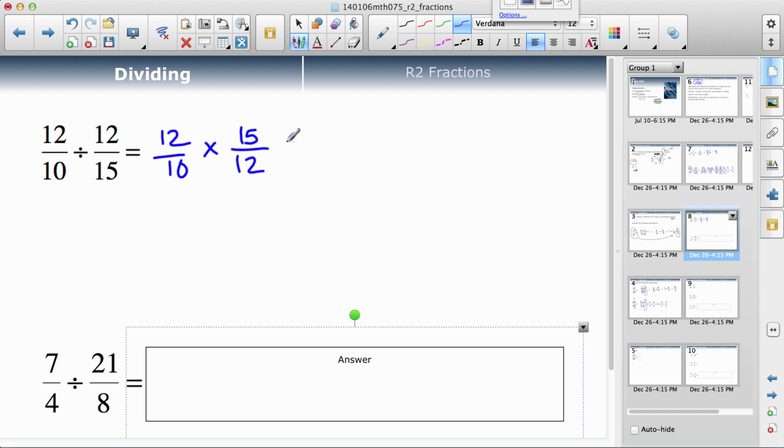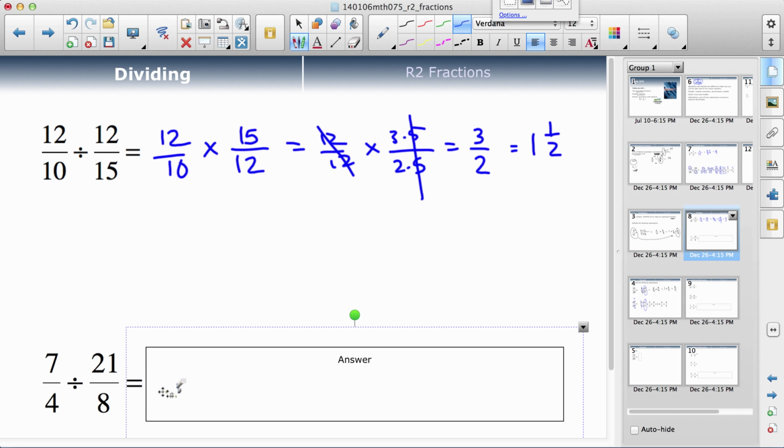I could rewrite those as 12 over 12. 15 we'll write as 3 times 5. 10 we'll write as 2 times 5. So the 12s are a factor of 1 that gets eliminated. The two 5s are a factor of 1 that get eliminated. So I could write that as 3 over 2. Again, I could rewrite it as a mixed number if I wanted to.